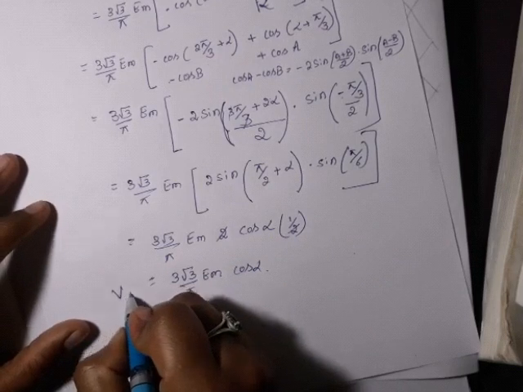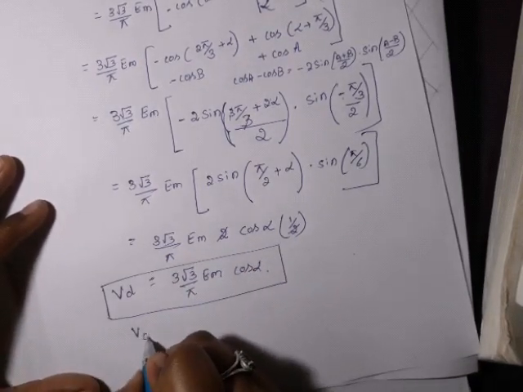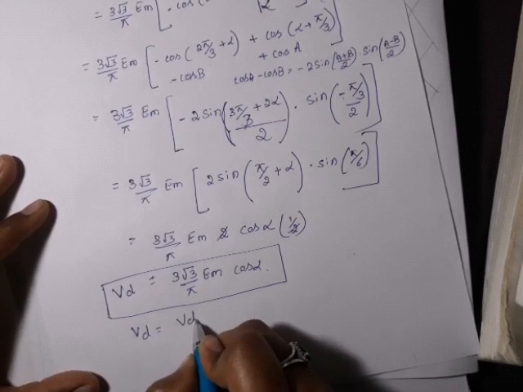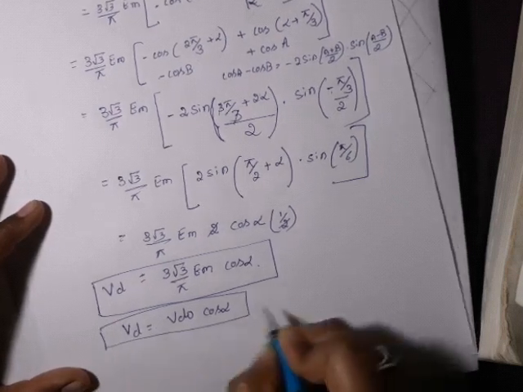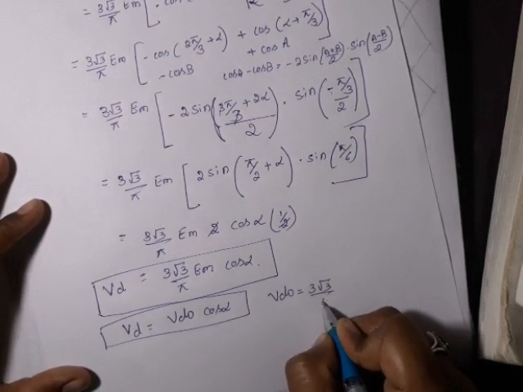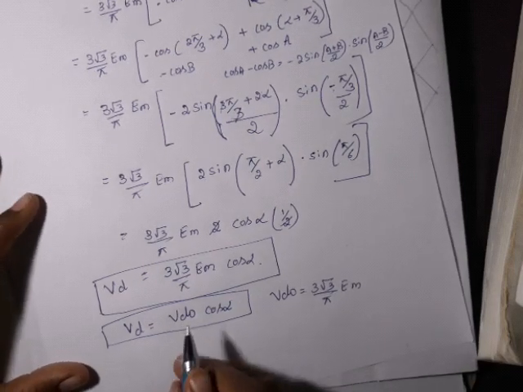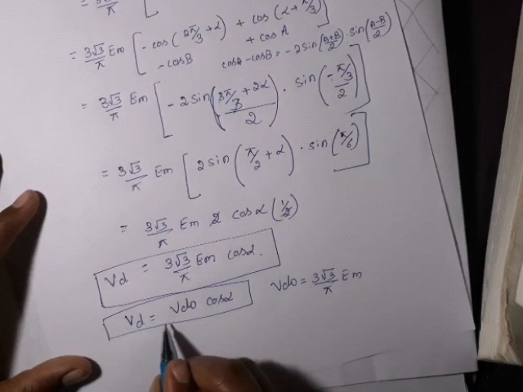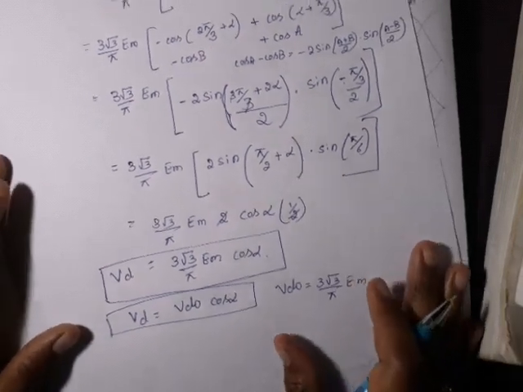This is what our output voltage equation is. So now I'll call this equation VD is equal to VDO cos alpha. So what is this VDO? VDO is given by 3 root 3 by pi EM. Why I am writing this as VDO, I'll tell you later. So we need to express this equation in this form. So this is the output voltage equation.